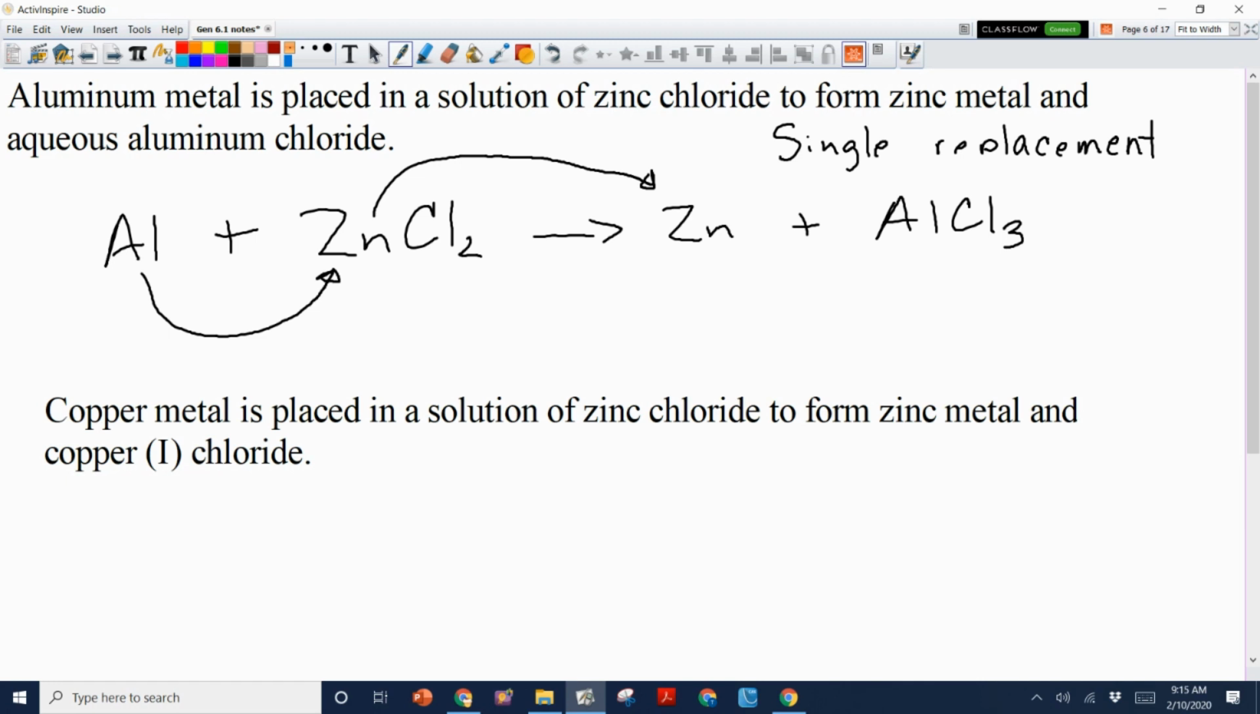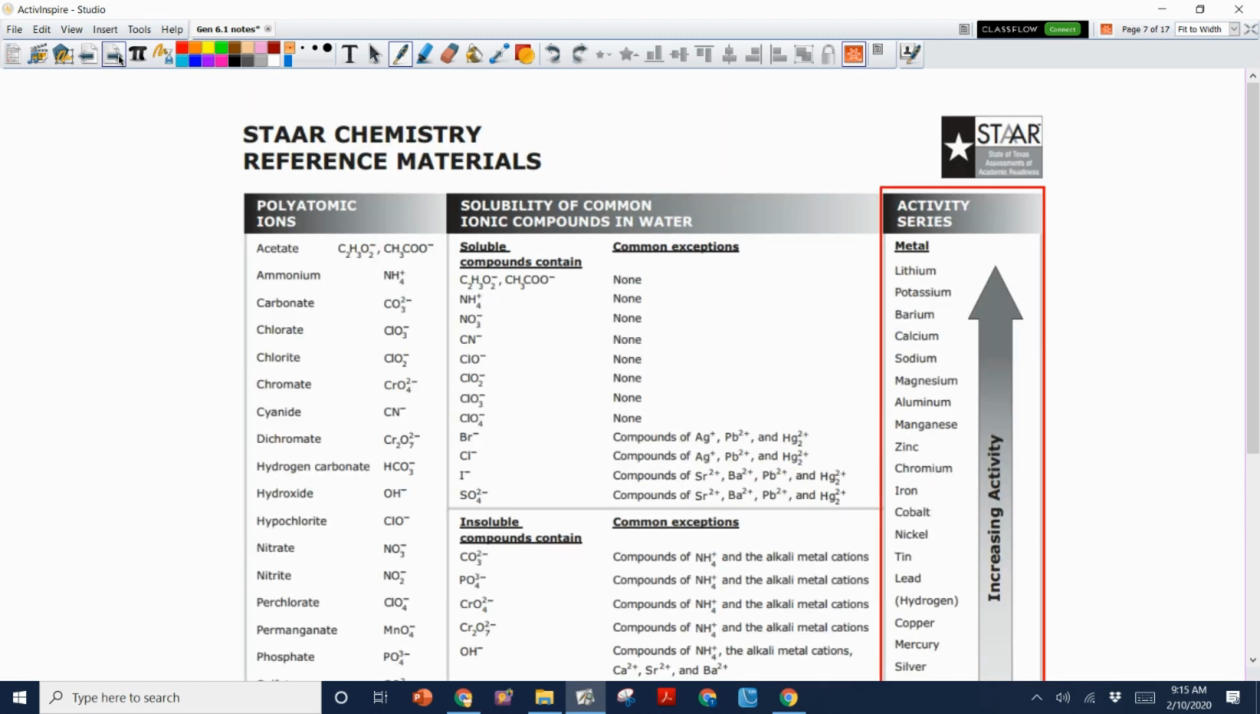And it doesn't have to be the metal. It could be the non-metal. It could be the chlorine being replaced. But if chlorine is replaced, it has to be replaced by another non-metal. So metals kick out metals. Non-metals kick out non-metals. So aluminum and zinc happen to be the metal. So that's why aluminum is replacing zinc.